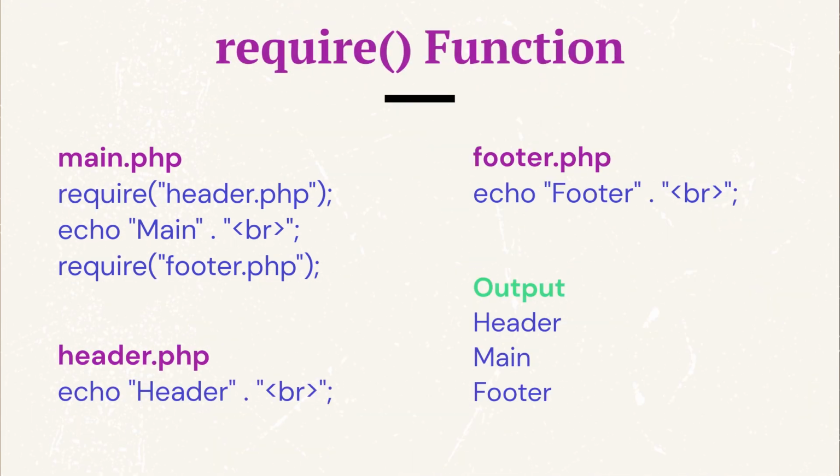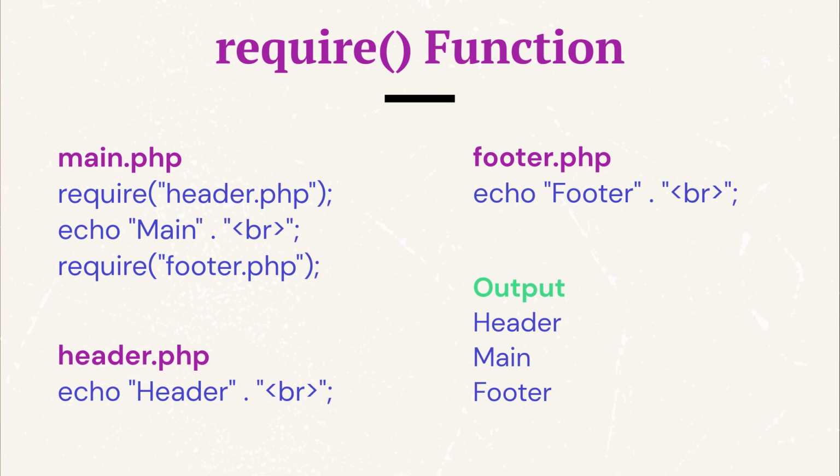The require function is similar to the include function. It includes a PHP file in another PHP file. But there is a little difference. The include function generates a warning and the rest of the script will be executed if there is a problem while executing. But the require function generates an error and stops executing the rest of the script.